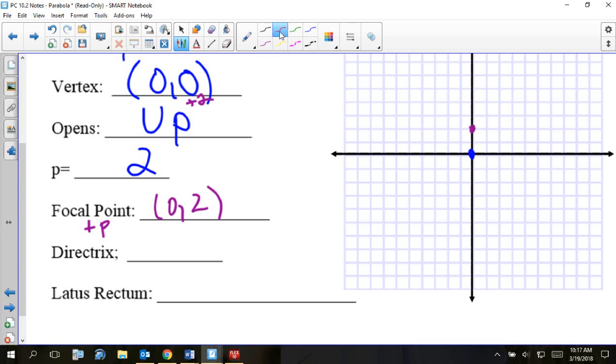The directrix is take away P from the center. Take away 2. Since we went up for where it's opening, then I'm going to go down. If I go down, that is a y change. So I write y equals, and I take away 2, so y equals minus 2.